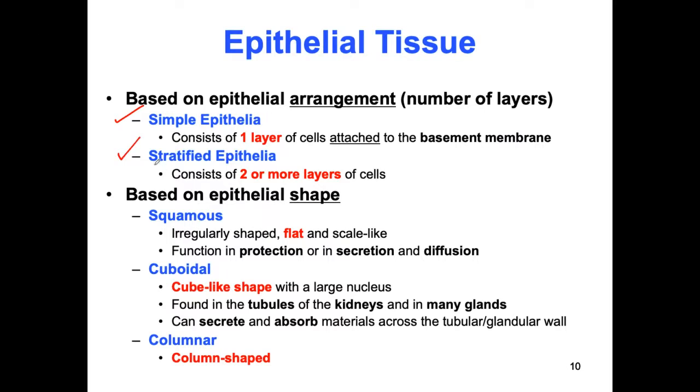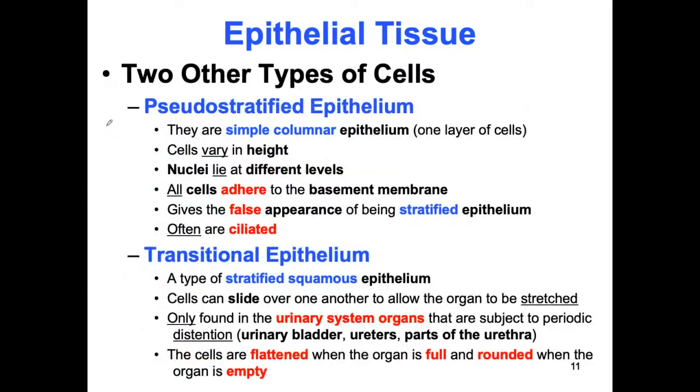So again, based on the layers, they could be simple or stratified. If it's one cell layer, it's simple. If it's multiple, it's stratified. If they're flat, irregular shaped, it's squamous. If they're cube shaped, cuboidal, or they could be tall columns. And then we mentioned the pseudostratified. They're called pseudo, false, because the nuclei are at different levels, so it gives it this false appearance that it's stratified when it's really not, and oftentimes we will see cilia with them.